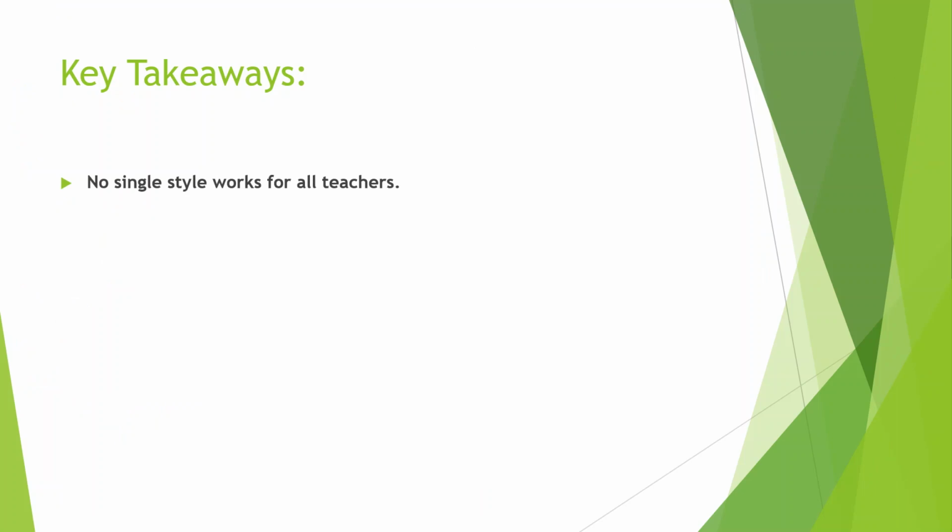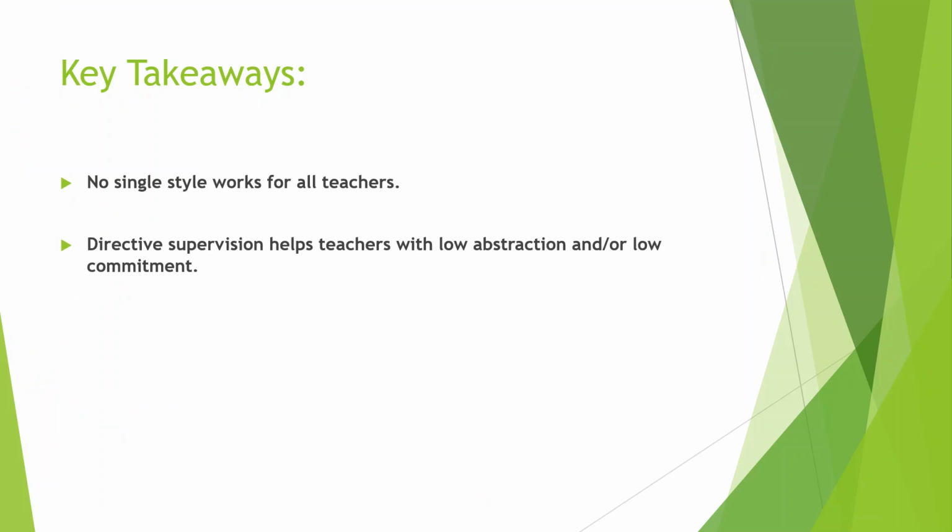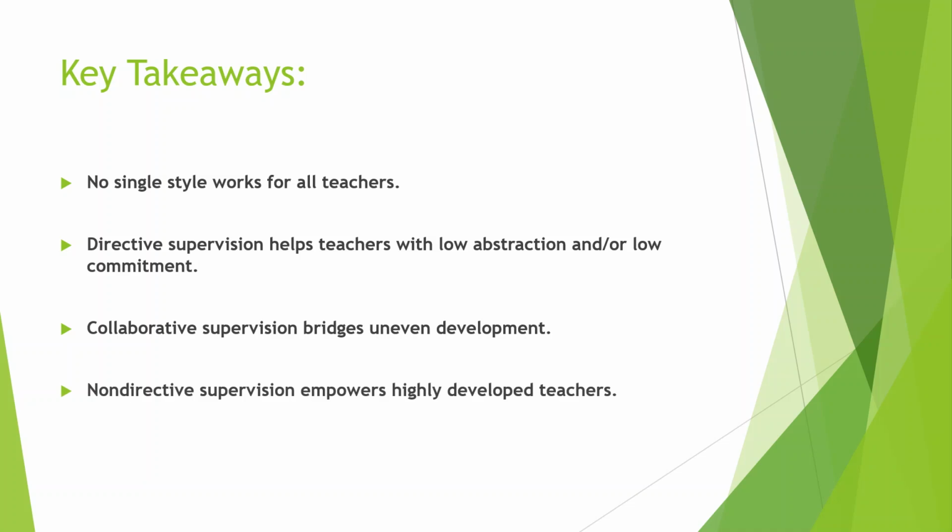There is no single style that works for all teachers. We're going to have to come up with multiple supervisory strategies for all of our teachers. Secondly, directive supervision helps teachers with low abstraction and/or low commitment. And collaborative supervision bridges uneven development. So that's when we have a teacher who is high on one end and low on the other. That's when we're going to want to collaborate. And then, of course, lastly, non-directive supervision empowers highly developed teachers. It allows them to be themselves and have the freedom to improve on their own terms, as long as we are there to support them.